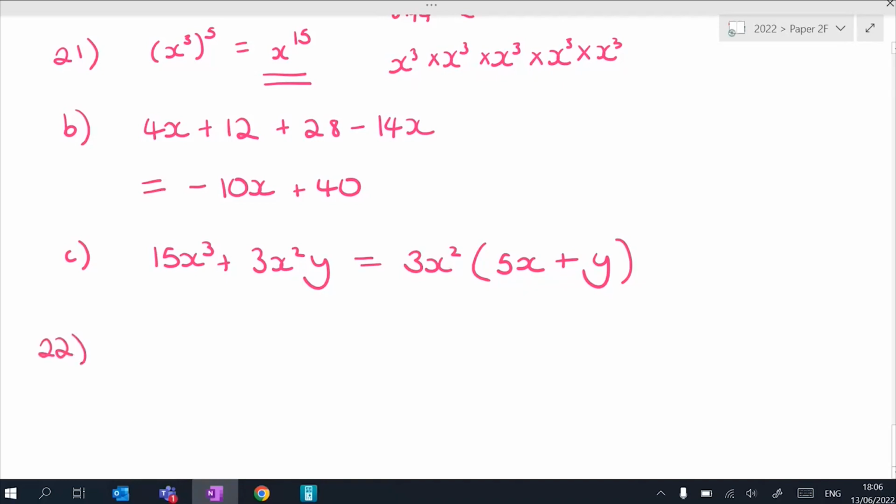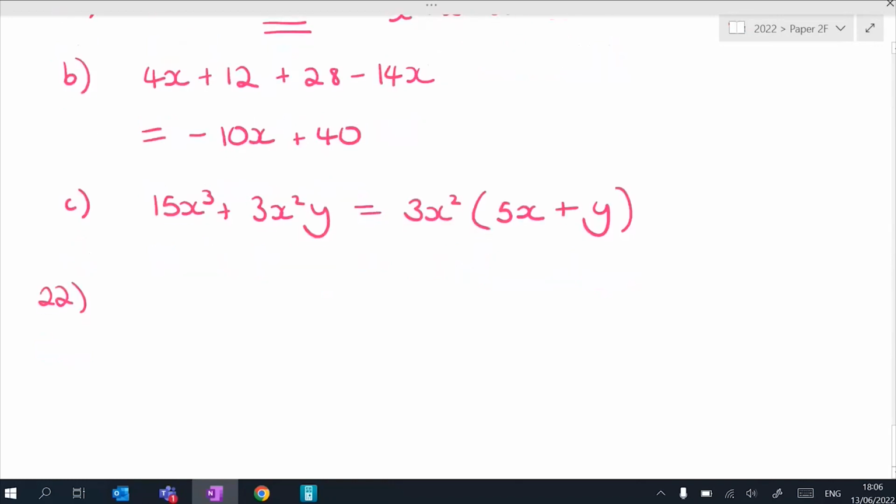Question 22 is a transformation question. So we want to map shape S onto shape T. I can see that it has just moved, so it is a translation. Then I want to count how many along and how many up. So it's going 1, 2, 3, 4, 5 to the left, so minus 5. And then it's going 1, 2, 3, 4, 5, 6 up. So describe your translations as vectors.